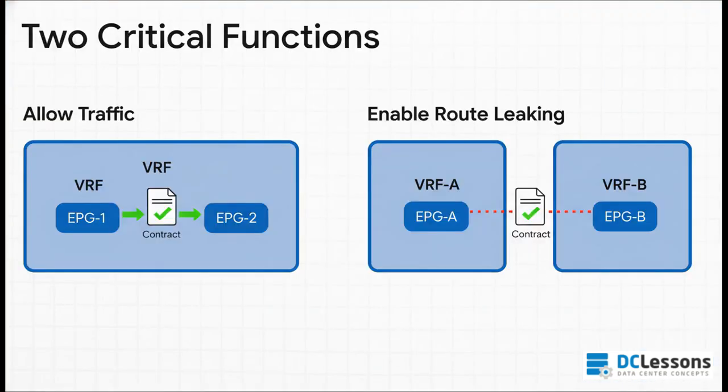But here's where it gets really interesting, and this is probably the most critical takeaway of this whole section. A contract in ACI isn't just doing one job, it's doing two. First, it allows traffic. It's your security policy. But second, and this is huge, it's also the tool we use to enable route leaking. It's what lets us build the paths between different VRFs. It's like a security guard that's also a traffic cop.